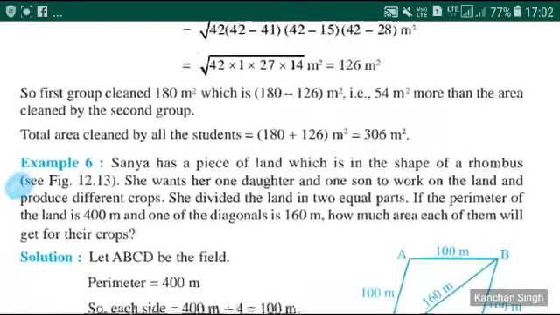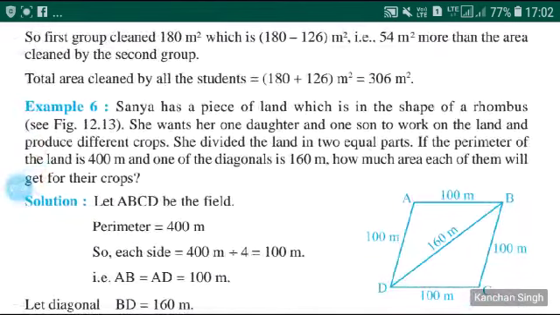Similarly, you try to solve example 6 of your NCERT textbook. Sanya has a piece of land which is in the shape of a rhombus. Is that okay? She wants her one daughter and one son to work on the land and produce different crops. She divided the land in two equal parts. If the perimeter of the land is 400 meter and one of the diagonals is 160 meter, how much area each of them will get for their crops? Again, you divide this into two triangles and after adding, subtracting, whatever they ask, just do it and you will be able to find the answer.